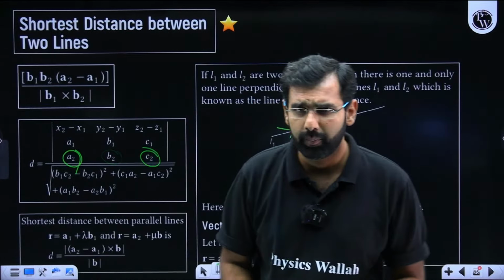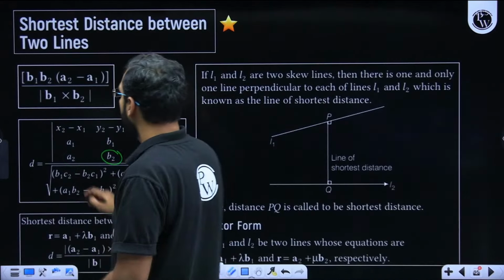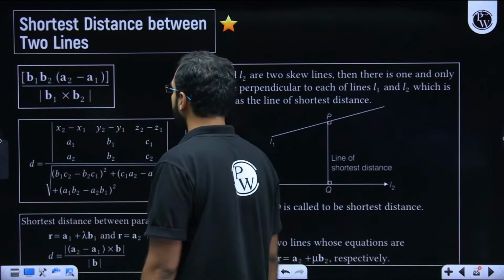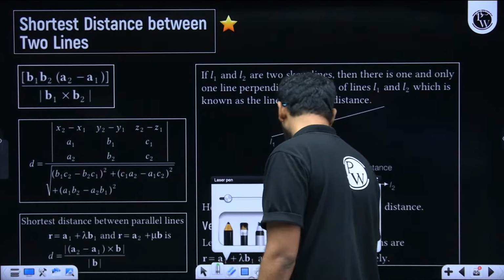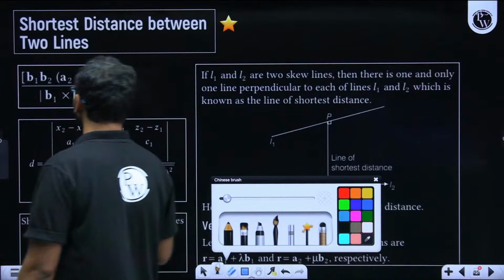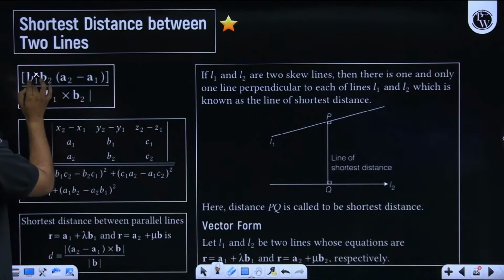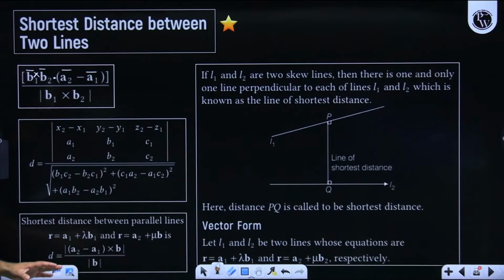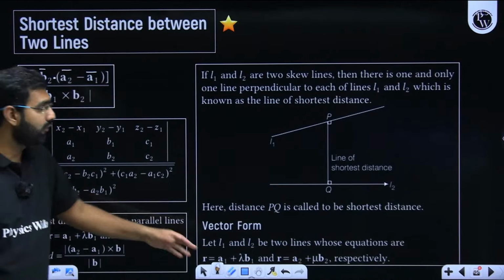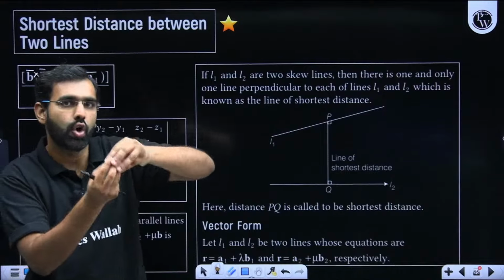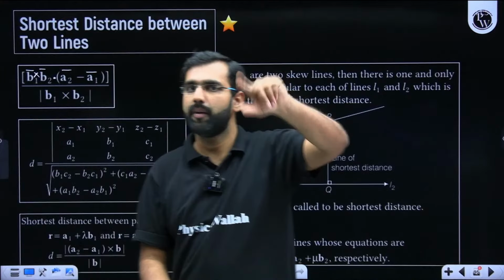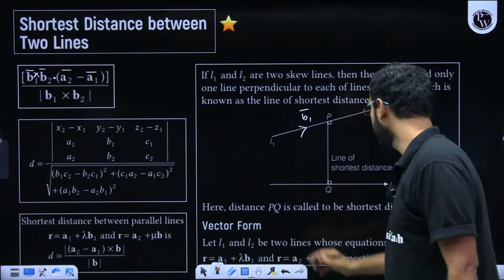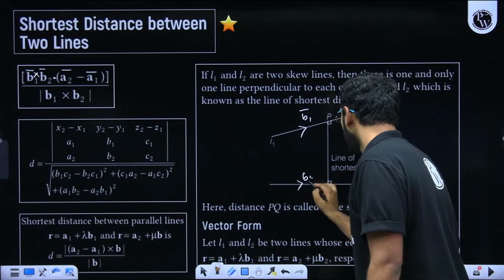So what does the formula say here? First of all, here it should be b1 cross b2. There is a small correction here. Let me make that correction. Just hold on for a while. Here it should be b1 cross b2, so there should have been a cross here. So (b1 cross b2) dot (a2 minus a1). Technically it is the projection of a2 minus a1 on the common perpendicular. The common perpendicular will be b1 cross b2 because this line is parallel to b1 and this line is parallel to b2.